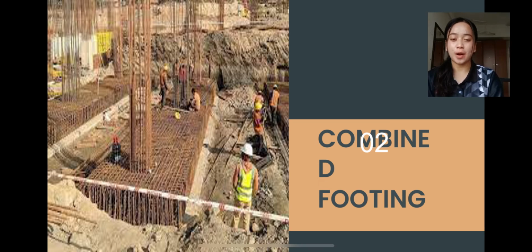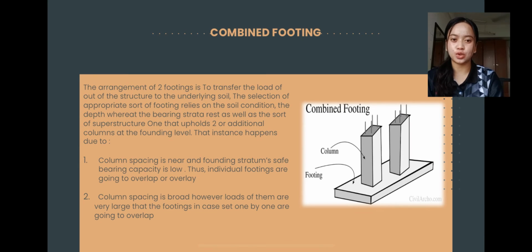I will present about combined footing. It is an arrangement of two footings to transfer the load of the structure to the underlying soil, supporting two or more columns at the founding level.